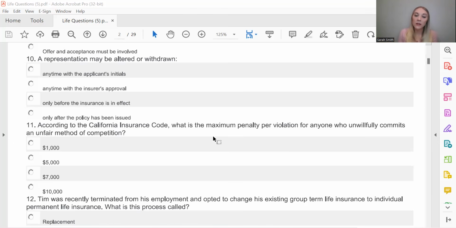I forget that I have a condition that might have been from 5 years ago, or let's say my agent gets something wrong, right? So I can go back and we can change that representation, but when? When does that have to happen? And I think this one's pretty obvious. It's C, only before the insurance is in effect. If the insurance has already gone into effect, you go back, you say, oh my goodness, this isn't right. You would have to cancel out that policy and get a new one.